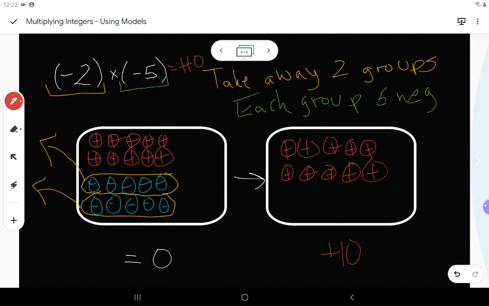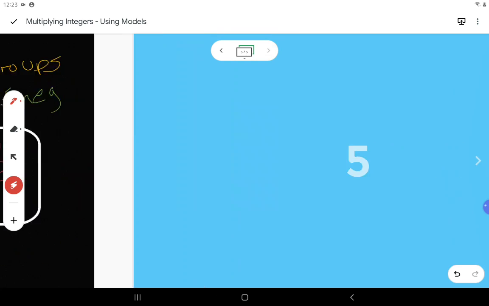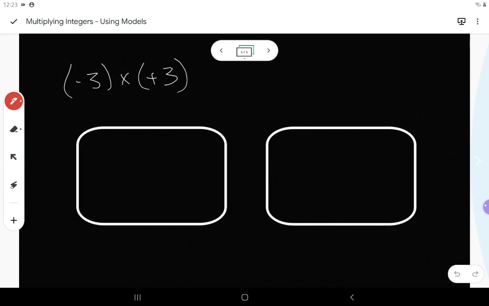When I take away those 10 negatives, I'm left with 10 positives. Now again, because I started with 10 of each, I still started at 0. What I'm doing is taking this group of 5 blues and taking it away, and this here is what is left over. Now, I was very particular there. I made sure that I had the right amount. What if I don't know the right amount I'm going to need?